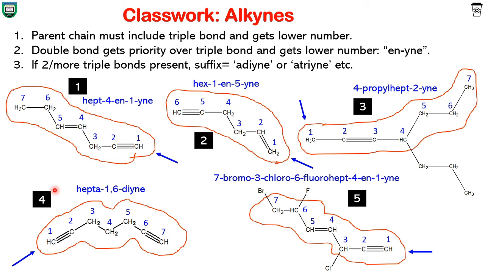Let's look at the fourth example. In the fourth example, we have 2 triple bonds. So you can number from left to right or right to left, both become same. So we have 2 triple bonds at first and sixth position. So this molecule has 7 carbon atoms, so hepta, 1,6, triple bonds at 1 and 6 position, right? Diyne, so hepta 1,6 diyne.